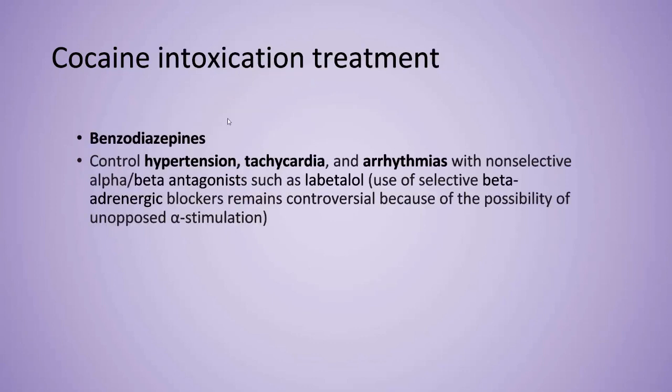Okay, so before that, cocaine intoxication. One thing I wanted to remind you guys is, obviously, the person is extremely stimulated. You try to sedate him using benzos, but for hypertension control, you need to use non-selective alpha and beta blockers, because selective beta-adrenergic blockers are controversial since they can cause unopposed alpha stimulation. And when you have unopposed alpha stimulation, your hypertension shoots up. So you get increased blood pressure and you can't have that. So remember that you have to give non-selective ones which affect both alpha and beta.